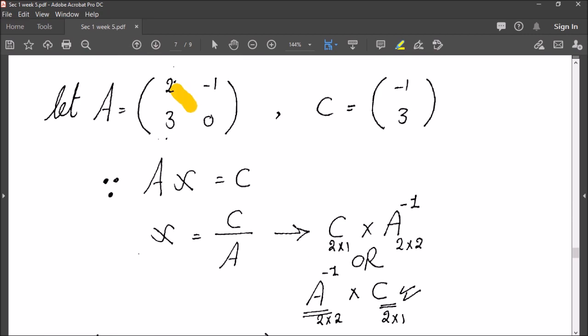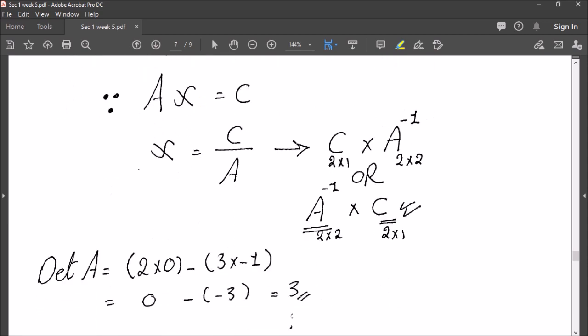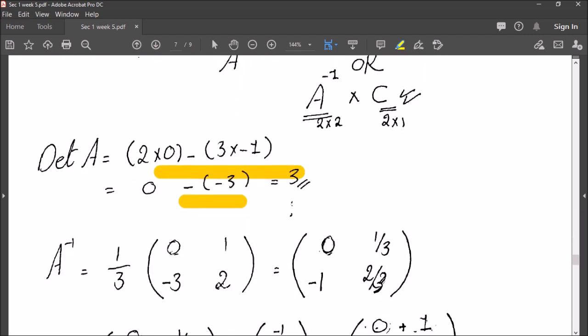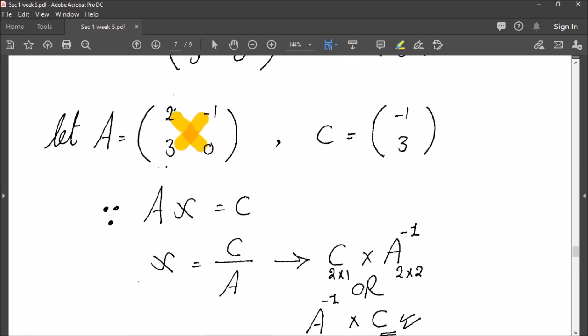Determinant: 2 multiplied by 0 minus 3 multiplied by negative 1. So 0 minus negative 3 will equal 3. So our inverse matrix is 1 over determinant times the matrix where we replace 0 and 2: 0 will be here and 2 will be here, and negative 1 will become 1 and 3 will become negative 3.